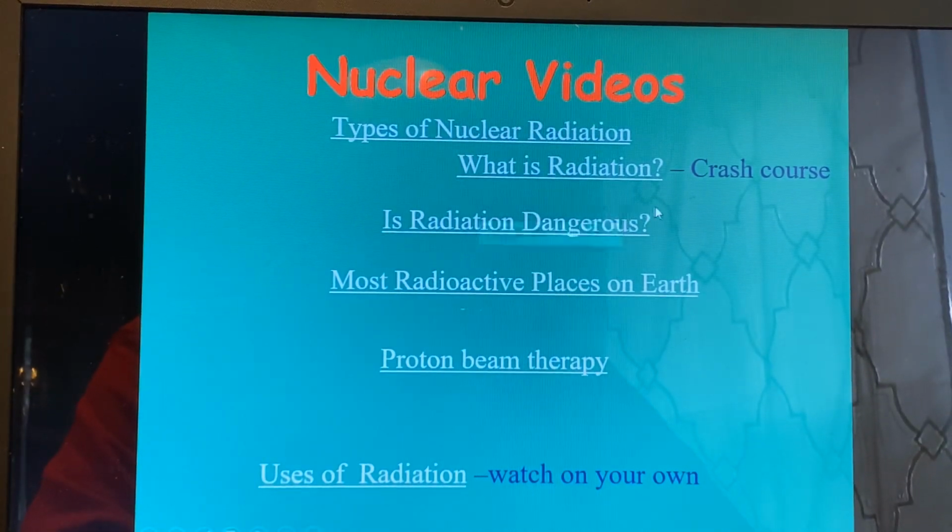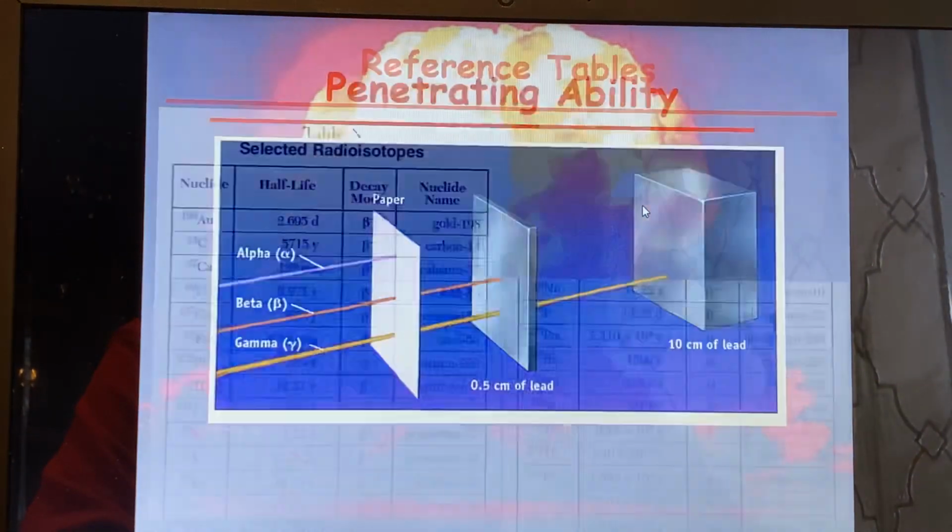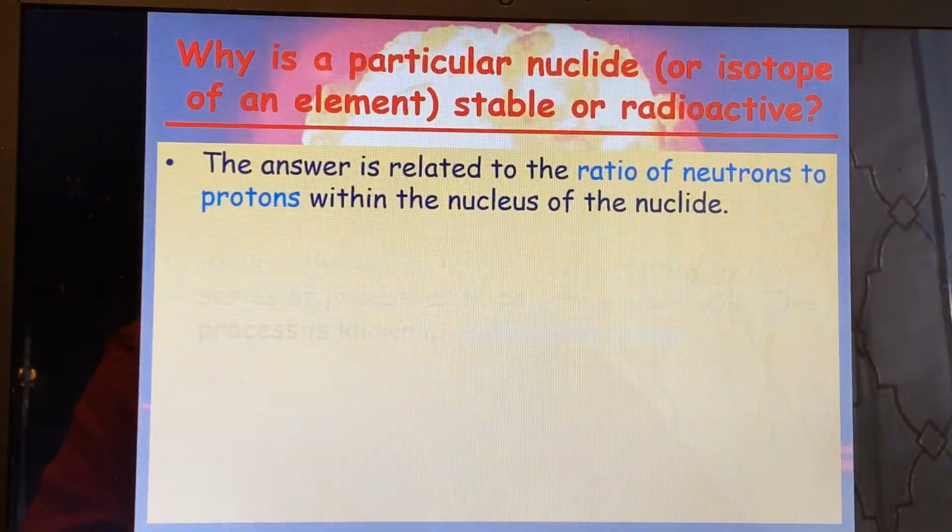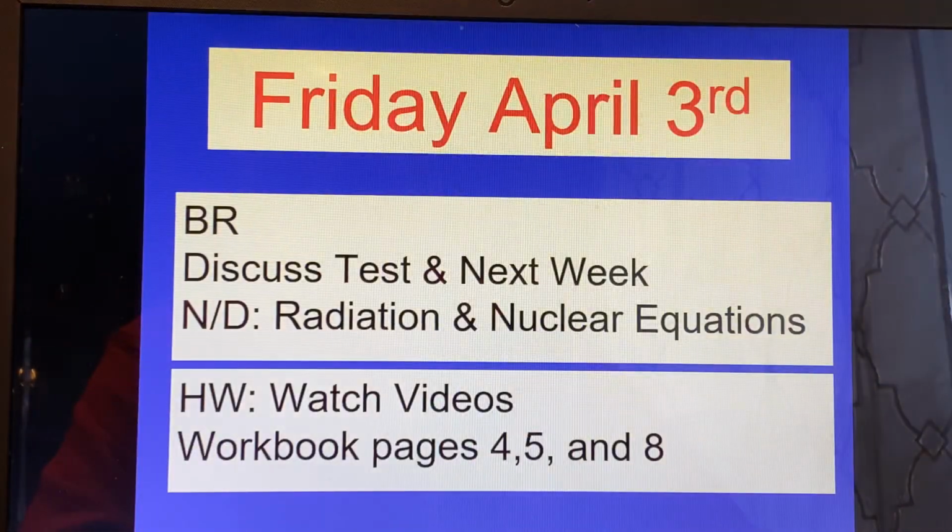That's it for today. I'm scrolling back to show you the homework. Homework is to watch the videos and pages 4, 5, and 8 in the packet that I'm going to give to you. Remember, if you don't have a printer, then you have to write out the entire reaction, because I can't just go from one particle. I have to see the whole reaction, which isn't that bad, but just so you know.